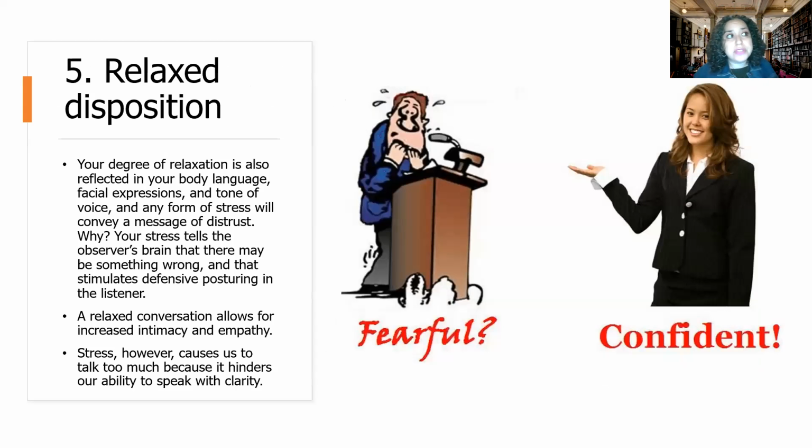Number 5 of the 8 key elements that we're talking about is relaxed disposition. Being confident also means showing your body being relaxed. Your degree of relaxation is also reflected in your body language, facial expression, and tone of your voice. And any form of stress will convey a message of distrust. So how can you get relaxed if you are very, very nervous, if you're fearful?